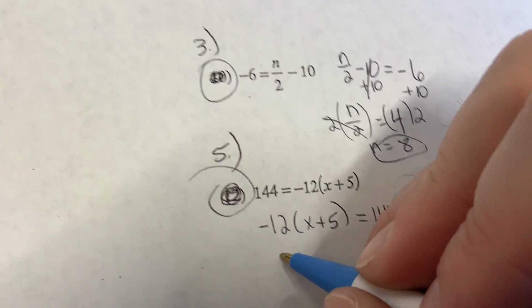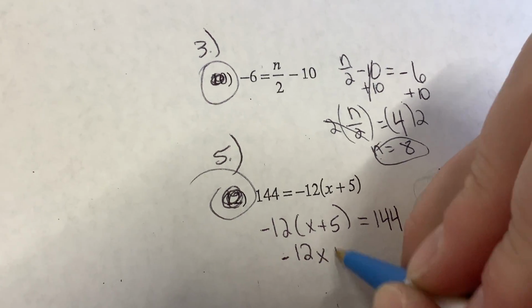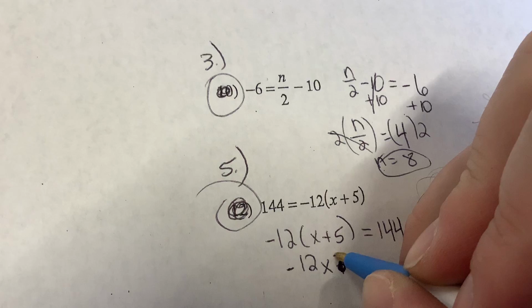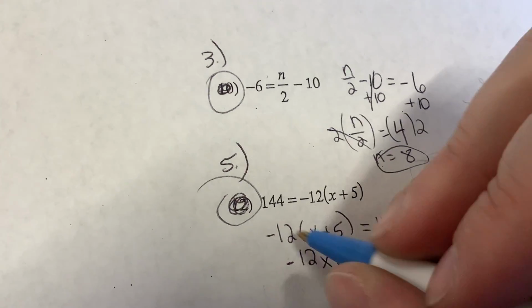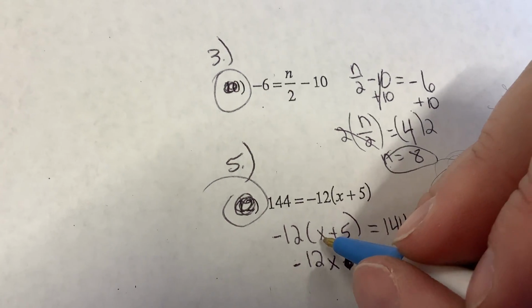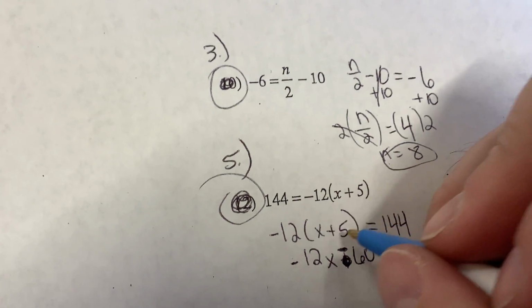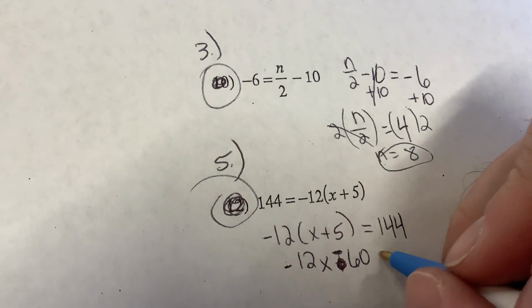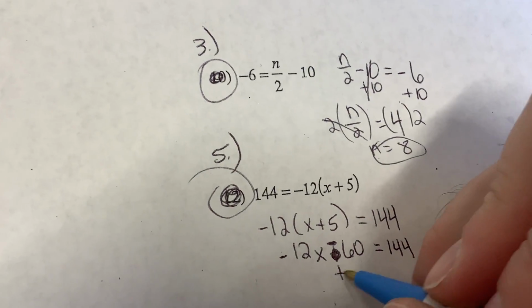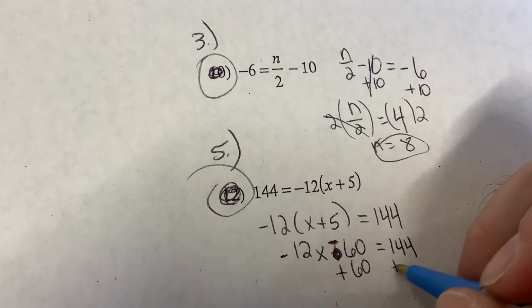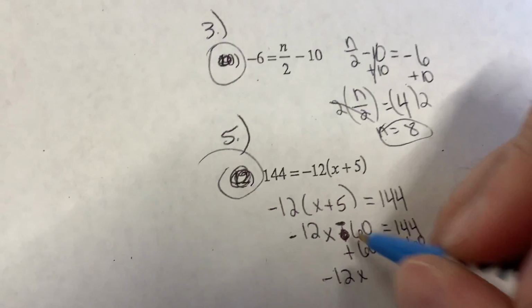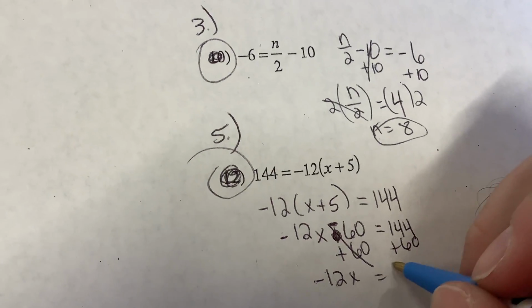Then distribute. Negative 12x plus, oh, this should be, there's my pen hurting me again. This is going to be negative 60. Because it's negative 12 times x, negative 12x. Negative 12 times positive 5 is negative 60. Okay. Then instead of subtracting 60, we're going to add 60. So we still have a negative 12x. These cancel out, and this is 204.